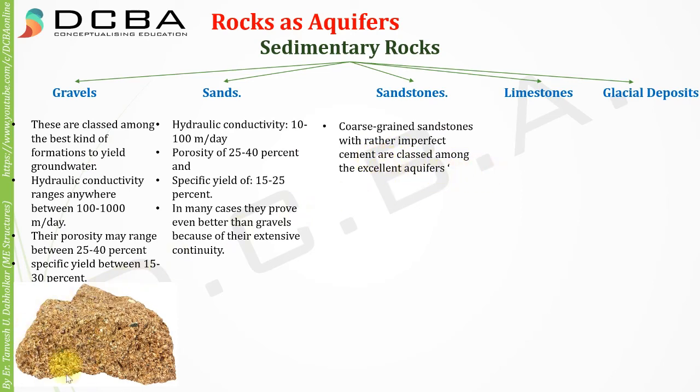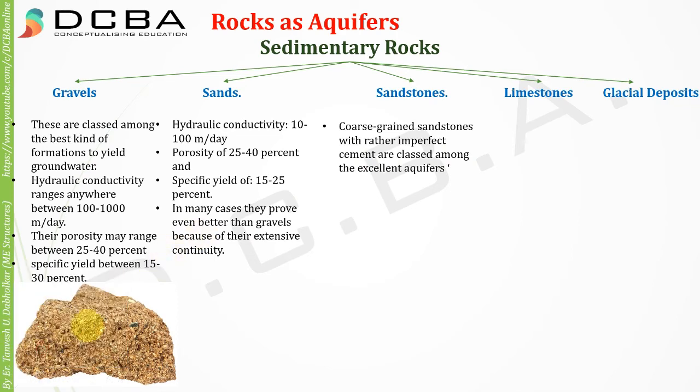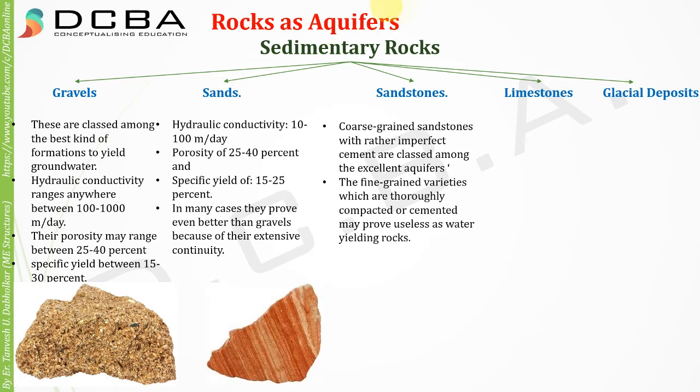So this is the coarse grained sandstone, and what do we mean by cement? It means the binding particles which hold those sediments, we have learned about them as cementitious material. So if that cementitious material is not of a very good quality, it means that the sandstone is going to have more pores in it, and therefore such kinds of sandstones are capable of holding a good amount of water.